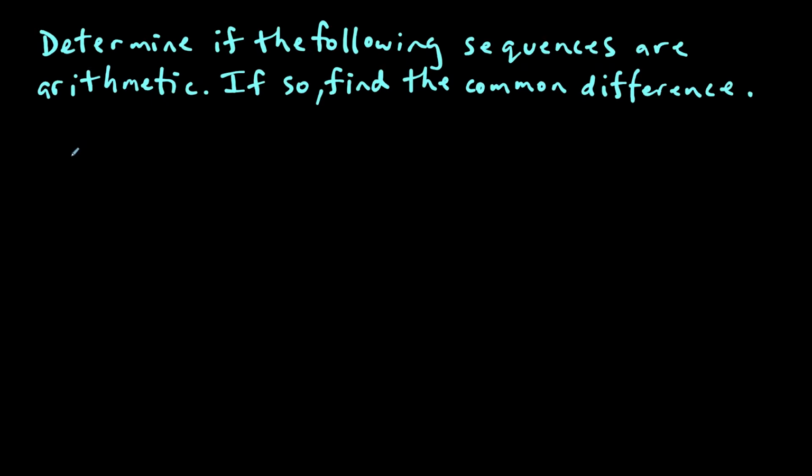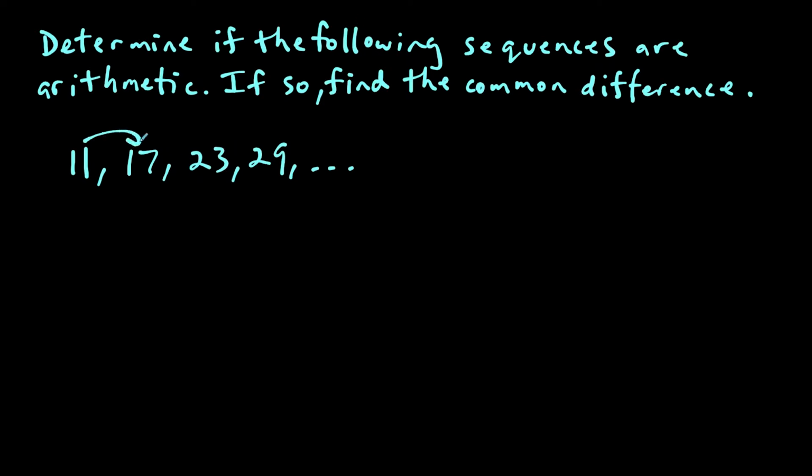looking at is arithmetic. And let's say I start with, we have 11, 17, 23, 29, and this continues. So we want to say if this is arithmetic, and if it is, we're going to find the common difference. And the common difference is just the amount that it's going up by each time.